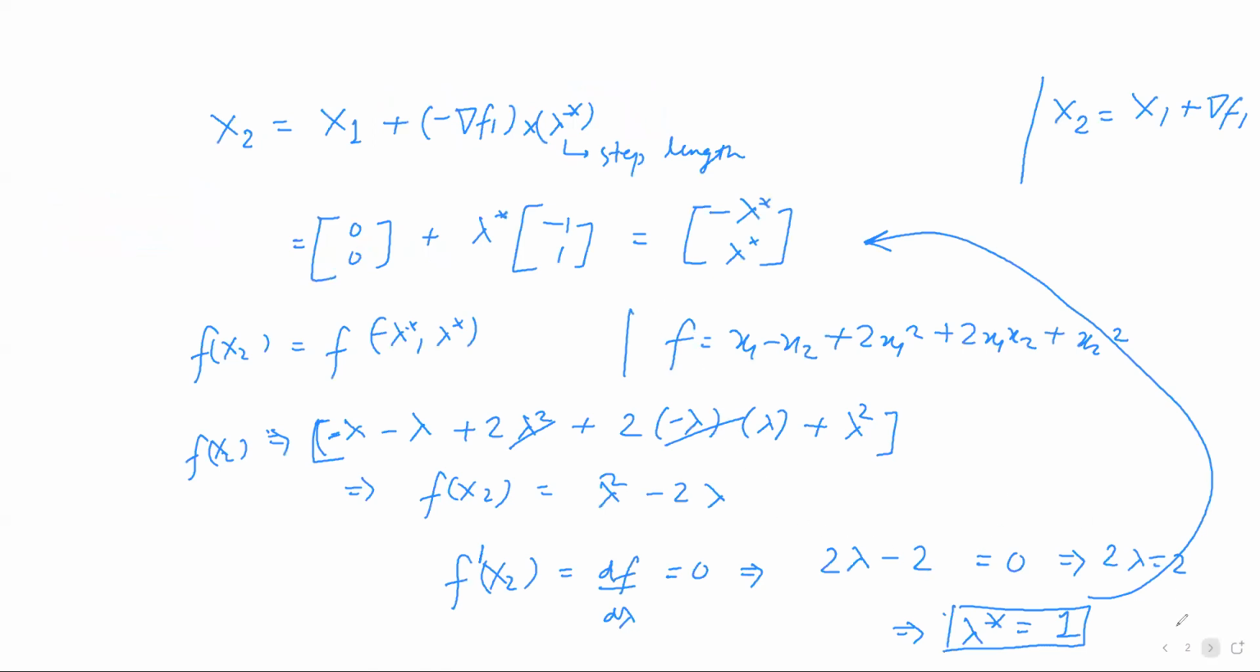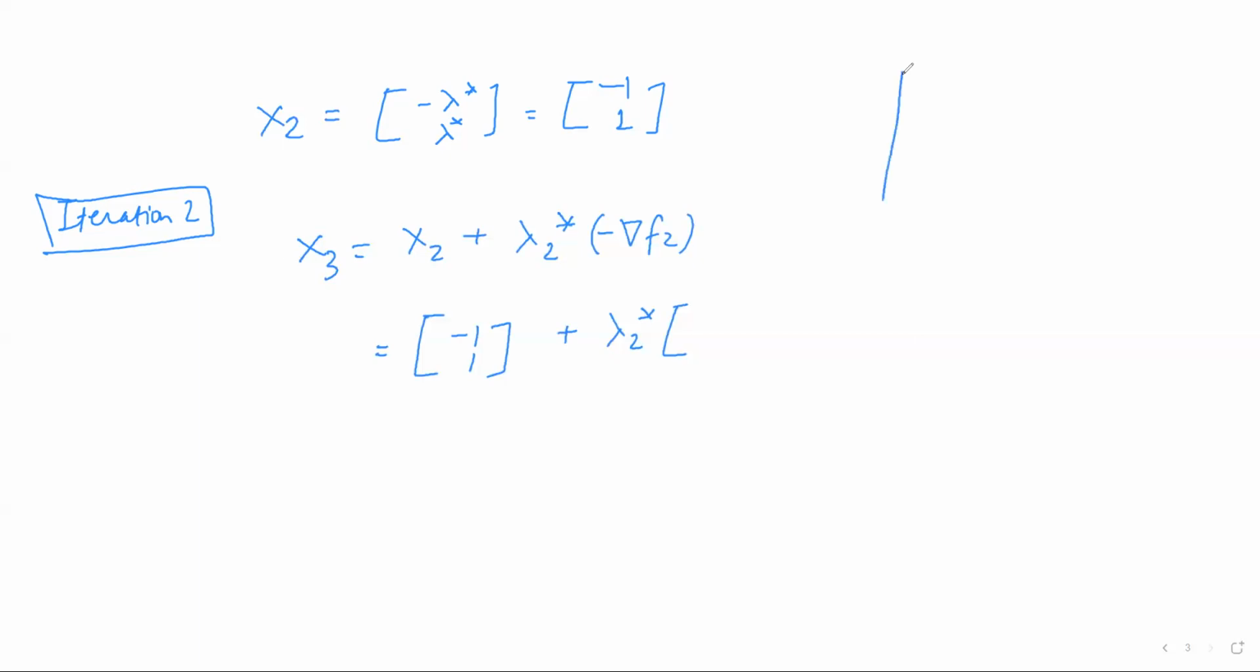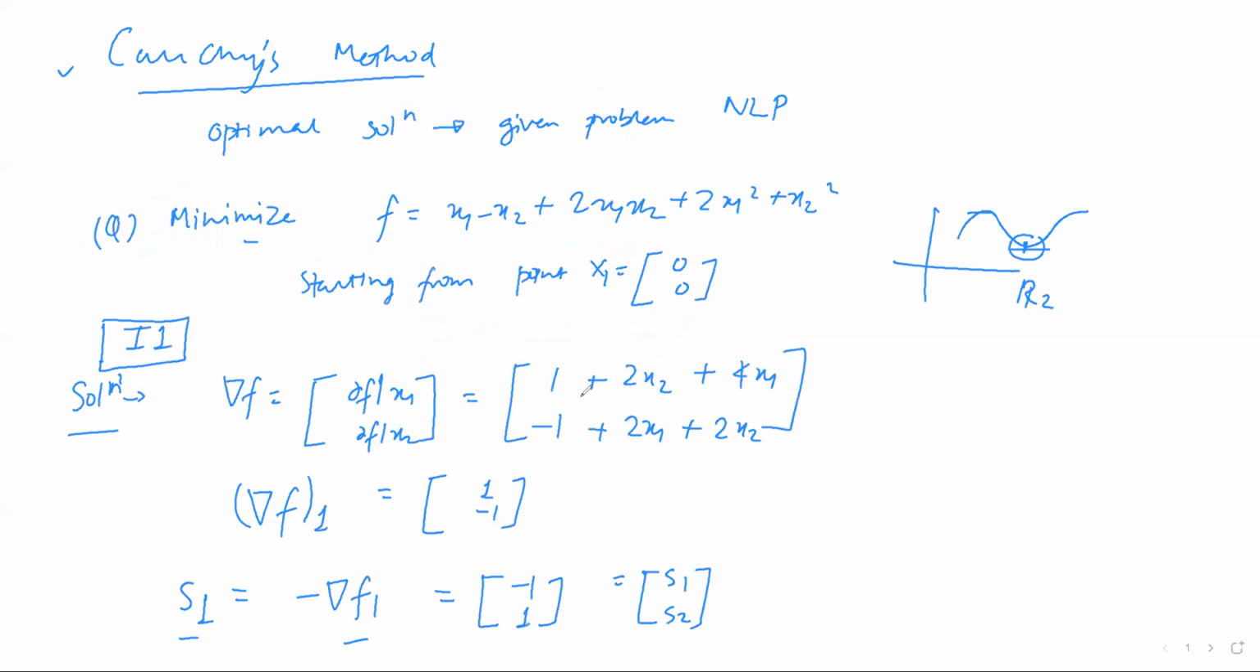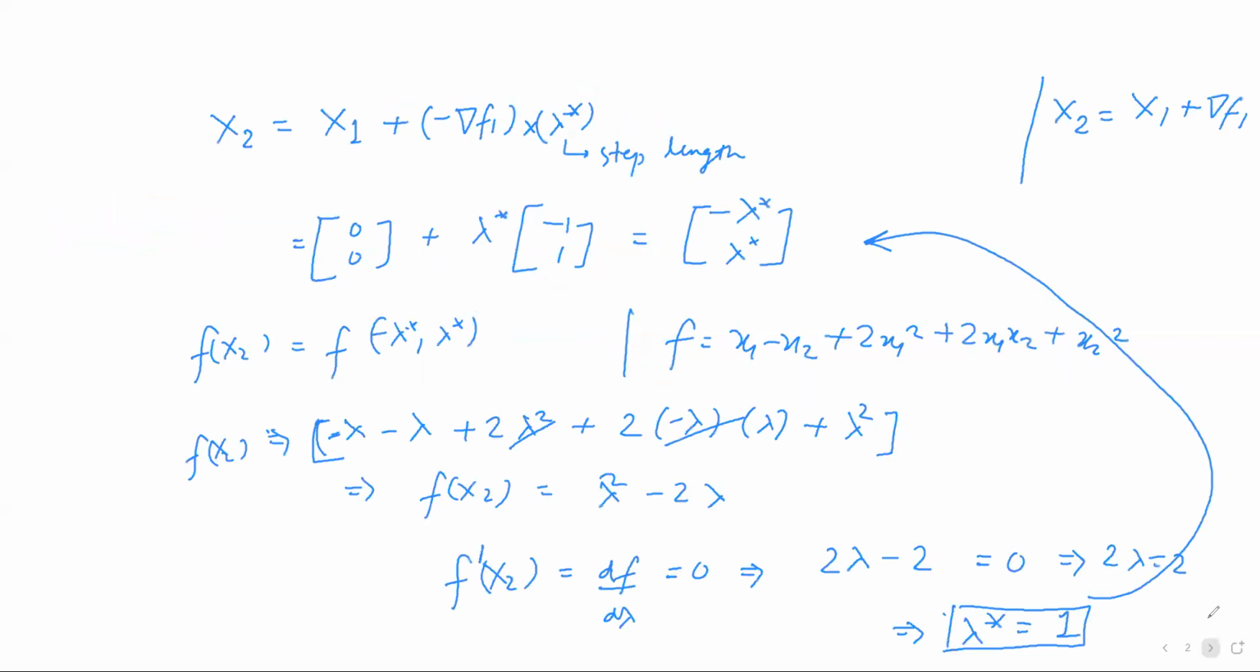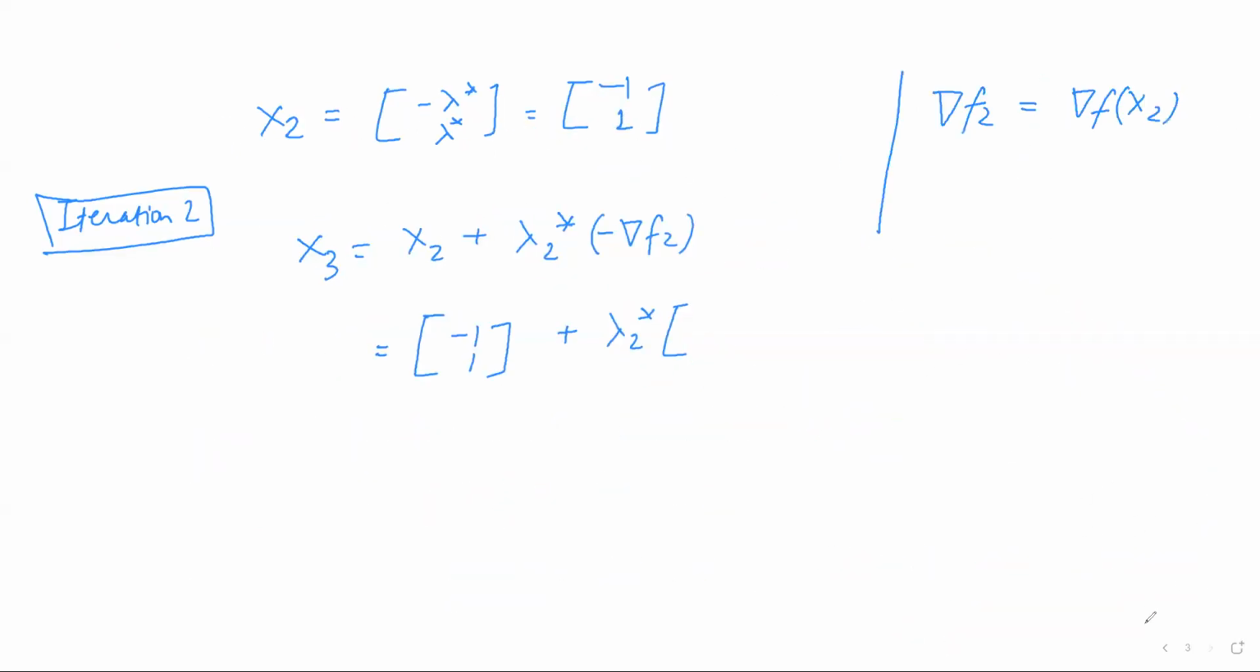We have not calculated it, we'll do it here. Grad f2 is the value of that gradient at the x2 point, that is minus 1 and 1. What was our grad f? Grad f is 1 plus 2x2 plus 4x1. So we will substitute this grad f at the second point, which is minus 1 1.